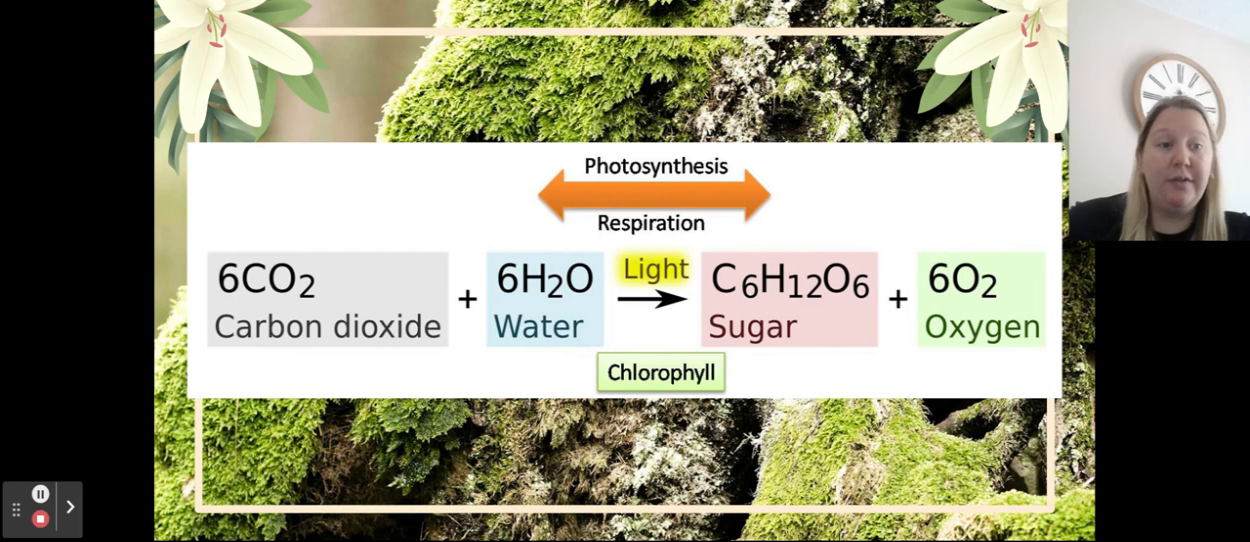Here is your equation for photosynthesis. 6 molecules of carbon dioxide, 6 molecules of water, with light inside the chlorophyll will yield 1 molecule of sugar and 6 molecules of oxygen.